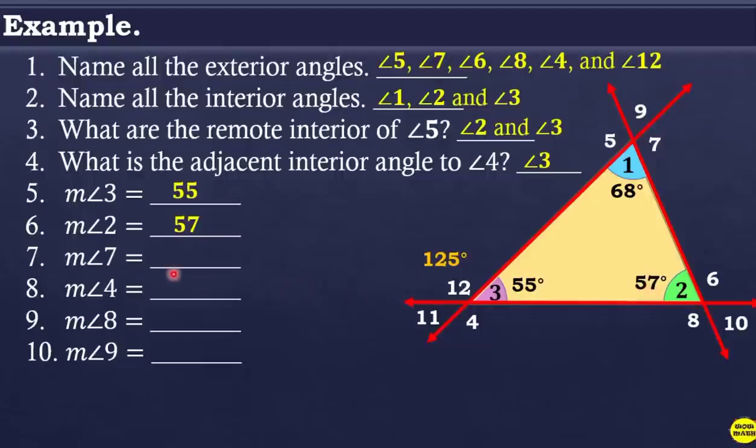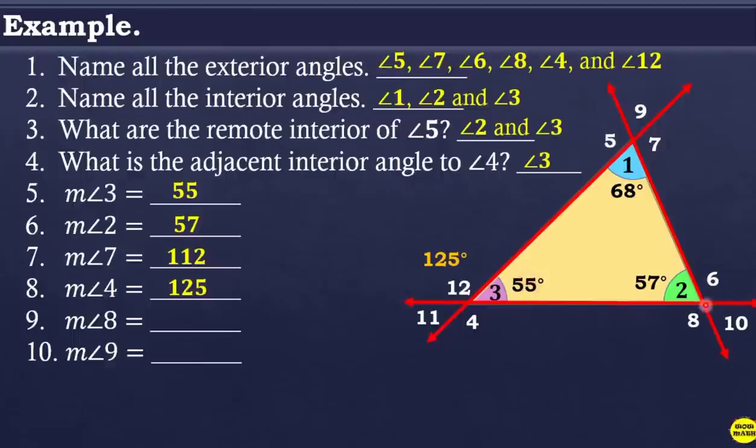Next, what is the measure of angle 7? Your angle 7 is adjacent to the interior angle, which is angle 1. So, kung adjacent siya dyan, ibig sabihin, the sum must be 180. So, 180 minus 68, that is 112. Okay? So, therefore, your angle 7 is 112. How about angle 4? So, this is also adjacent to angle 3. So, dapat 180 yan. 180 minus 55, that is 125.